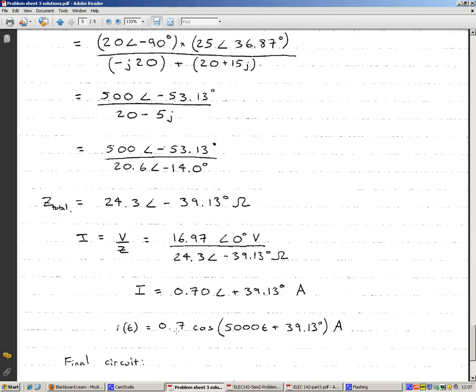So you just move the magnitude down. You've got omega from before. We know it's a cosine because that was what we started with. And then you need to add this phase shift term. So that's the final answer for the current.